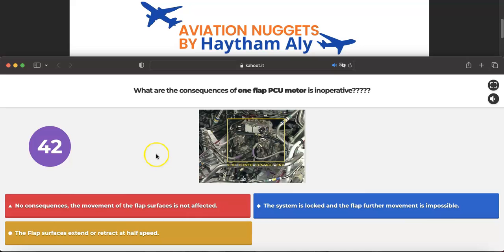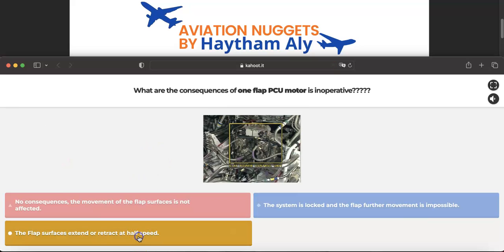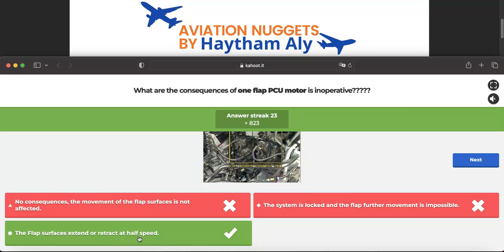The right answer is the flap surface extend or retract at half speed because only one motor is inoperative. We still have another motor, because the flap or slat BCU is operated by two hydraulic motors interconnected together by a gearbox. If one motor is inoperative, we still have another motor. But in that case, the other motor will extend or retract the slat or flap at half speed.